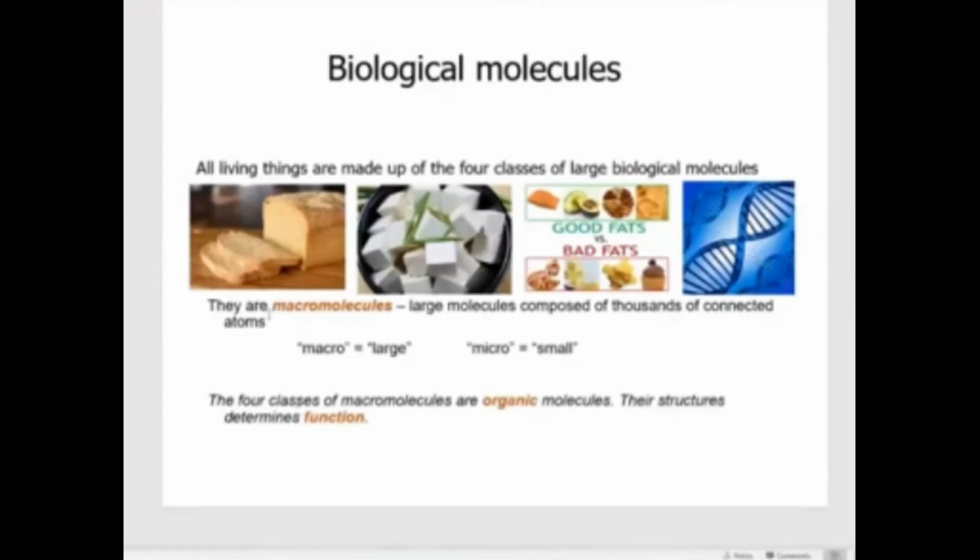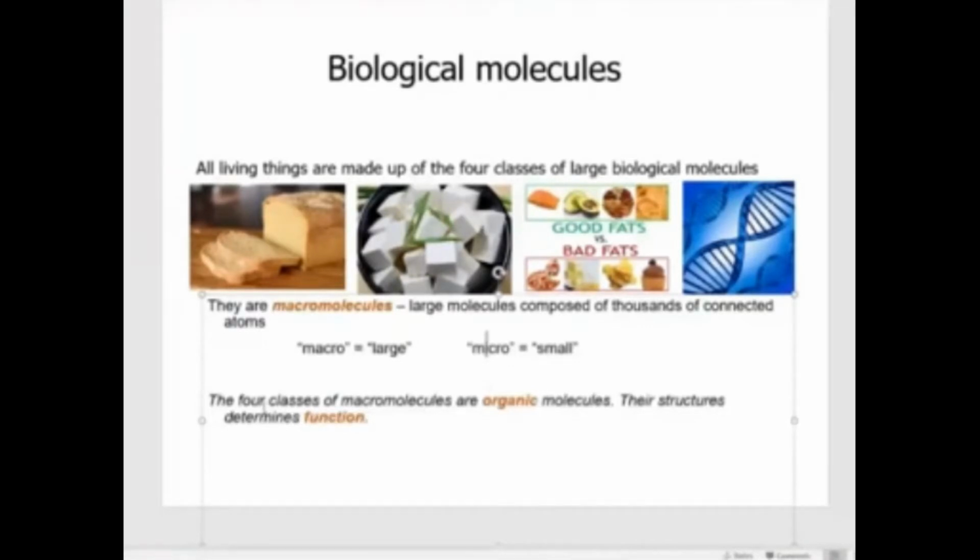Alright, now let's look at this term, macromolecules. Macro means large, big. But if you replace A with an I, micro, that means small. For example, microorganisms are those living organisms that are so small that we can't really see them with our naked eyes, right? So usually you have to use a microscope.